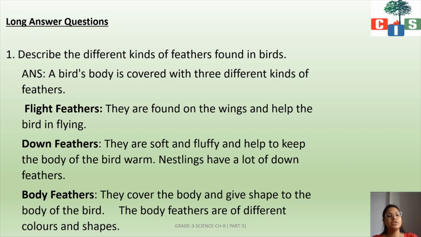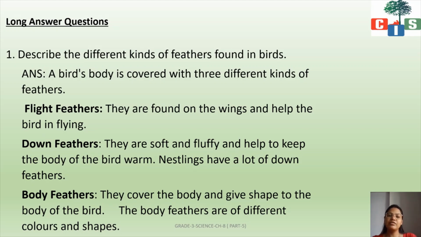So, first question is: describe the different kinds of feathers found in birds. So now we will see which are the different kinds of feathers. So first is flight feathers. They are found on the wings and help the birds to fly. Like the name itself says, flight feathers. So they are used for flying.